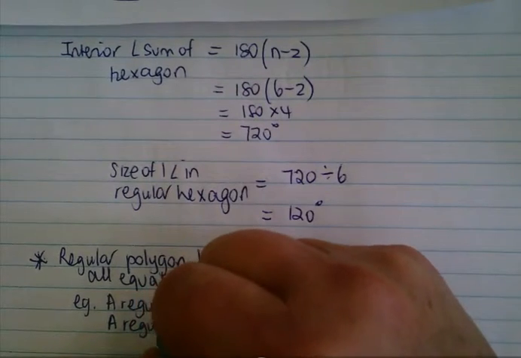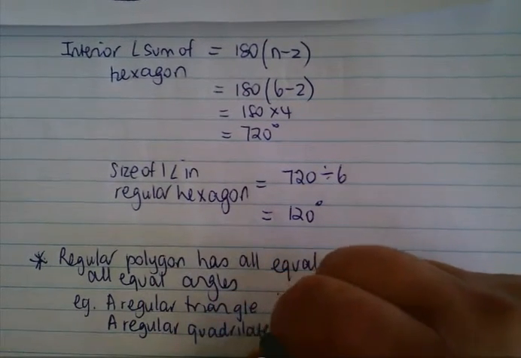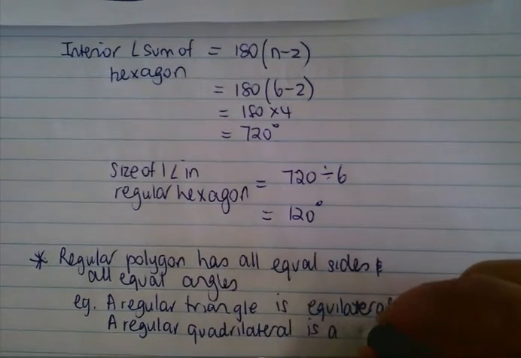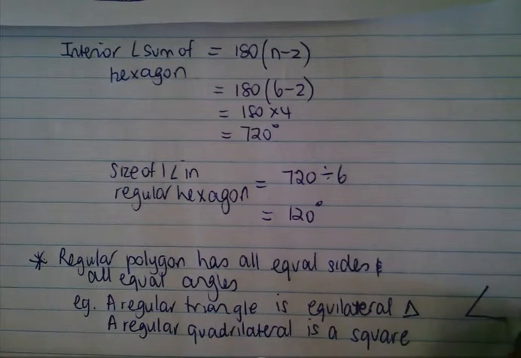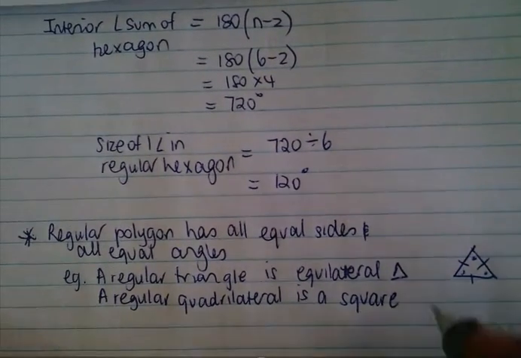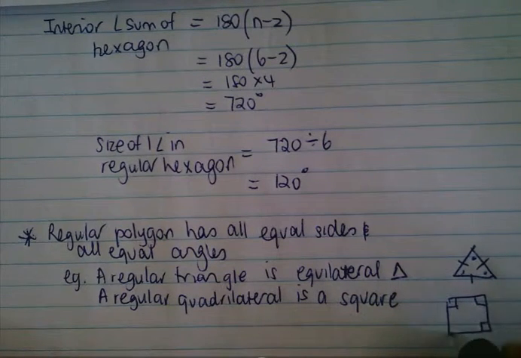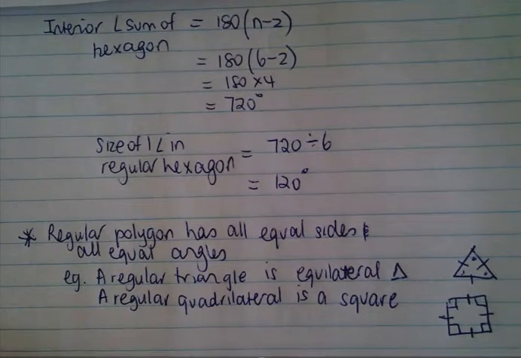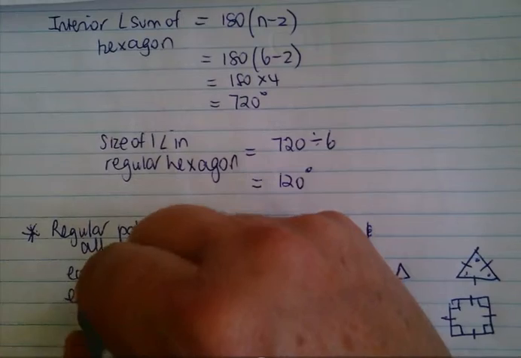A regular quadrilateral is a square. Think of your triangle: 3 equal sides, 3 equal angles. Think of your square: 4 equal sides, 4 equal angles. Okay? So that's what regular means.